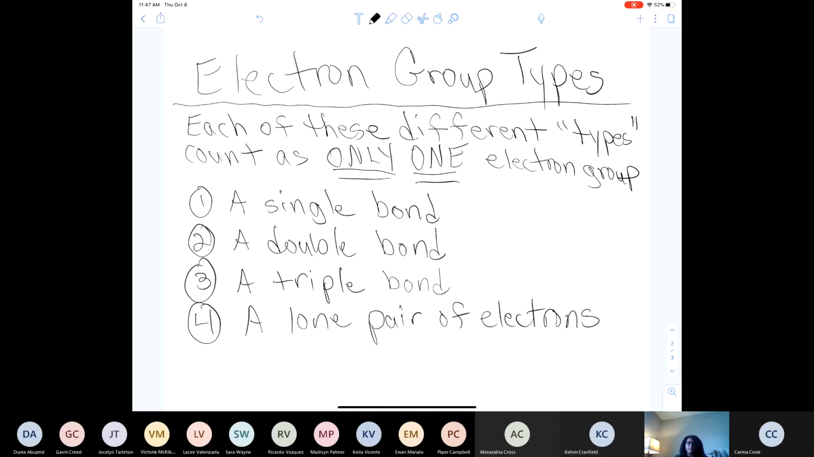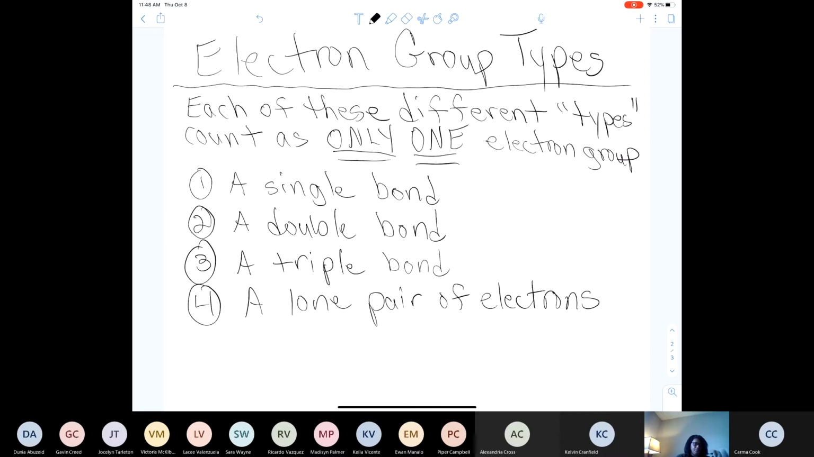So if I have a lone pair of electrons on my central atom, even though a lone pair is 2 electrons, that's still just one group. Even though a double bond is basically 2 single bonds combined together, that double bond is just one group. A triple bond is essentially 3 single bonds combined together, but that triple bond will still only count as one electron group. Does that make sense now? Yes, ma'am.